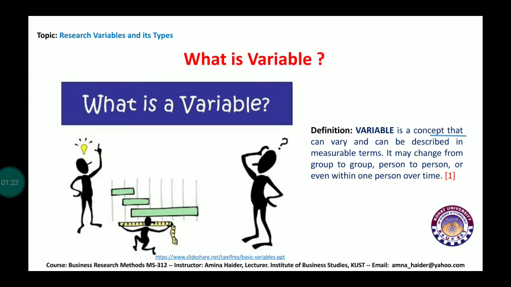So a variable is a concept that can vary. Variable is anything that can take on different or varying values. For example, income, motivation, exam score, etc. So, a concept that can vary and can be described in measurable terms.